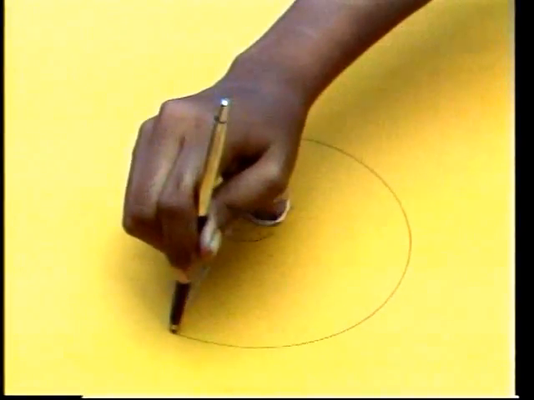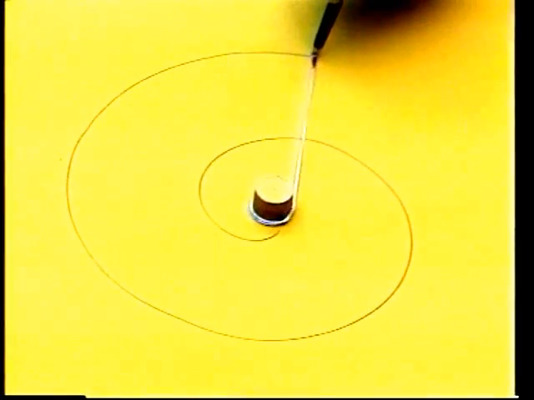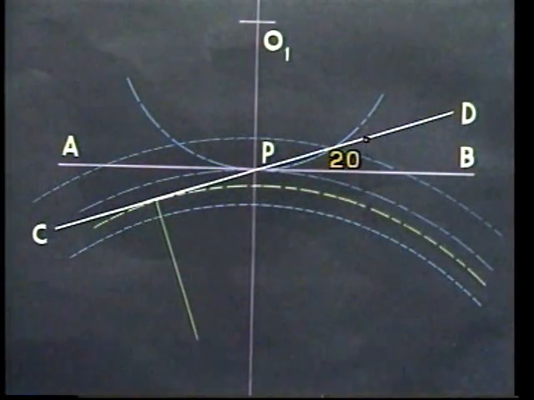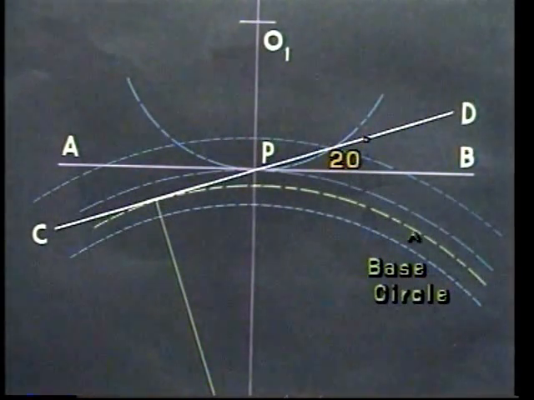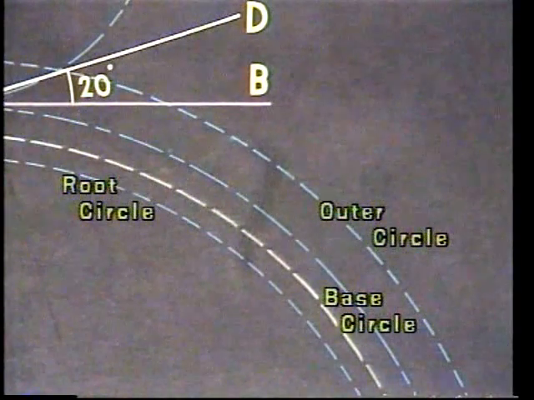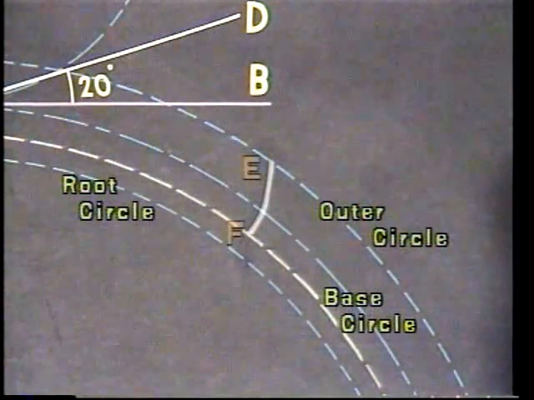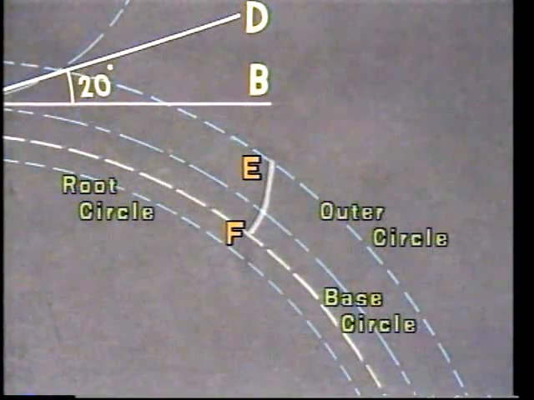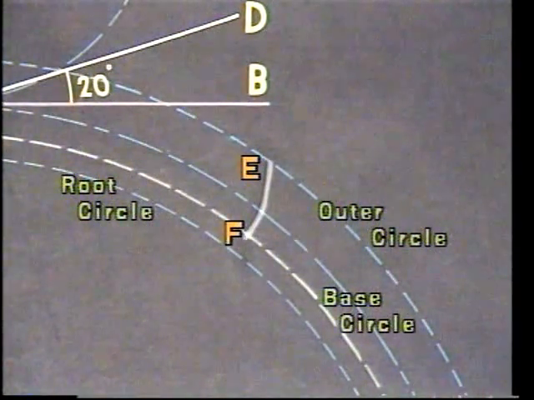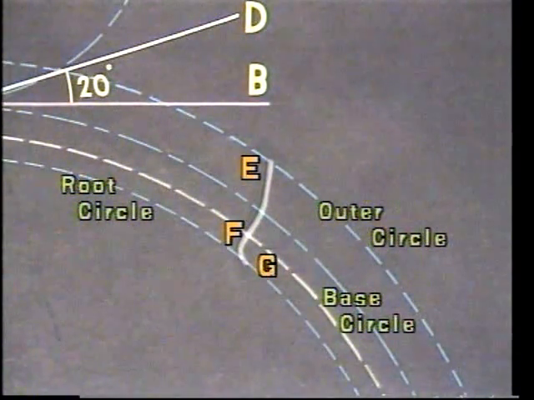Experience over the years has proved that the involute curve form has the greatest advantage among various forms of gear tooth shapes. The base circle is drawn tangential to the line of action CD. The tooth shape between the base circle and the outer circle EF takes the form of an involute. The portion between the base circle and the root circle FG is fillet, which increases the strength of the tooth.